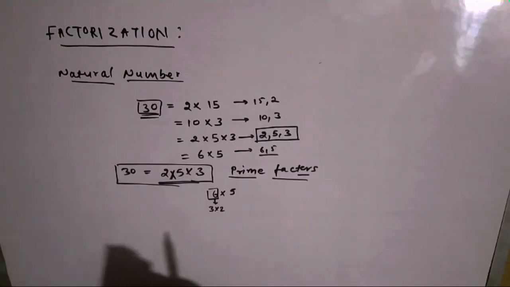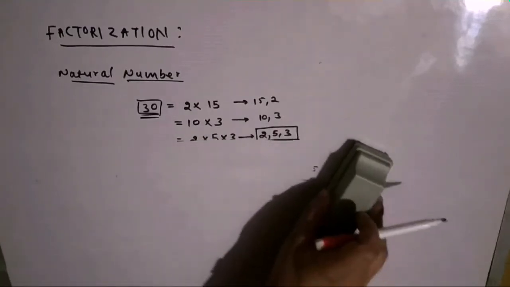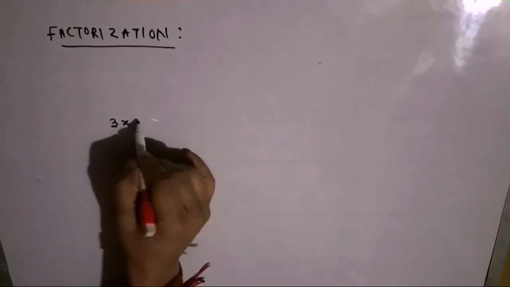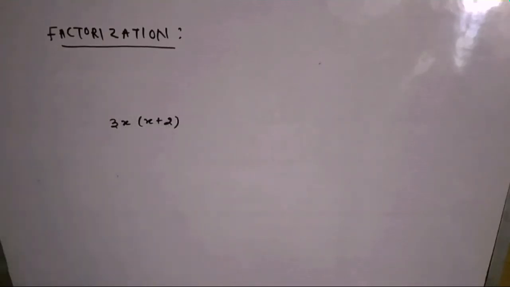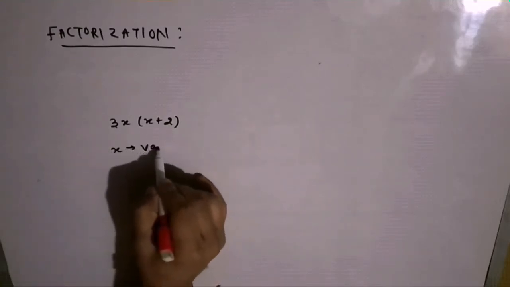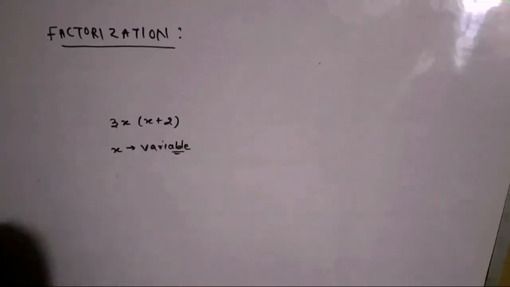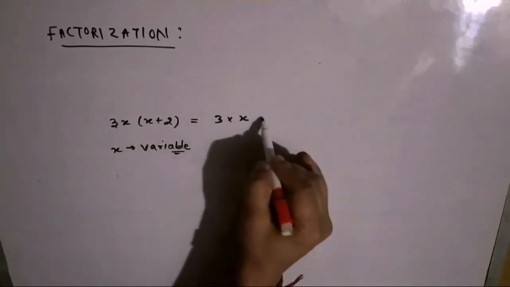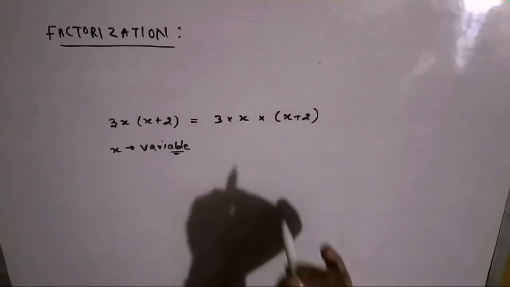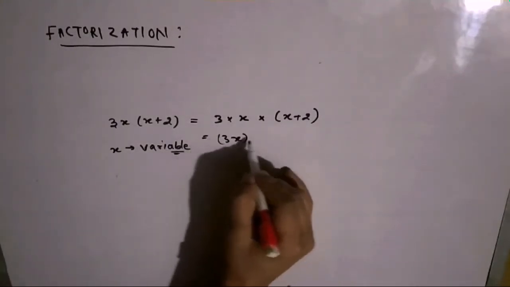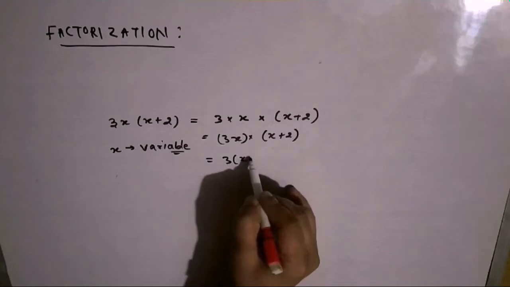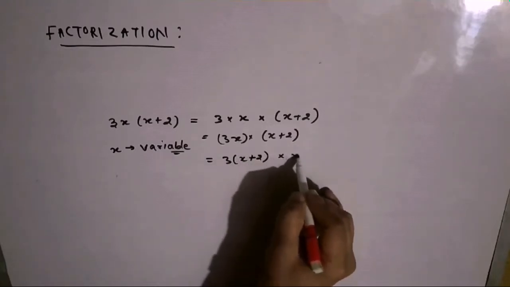Okay, so let us take an algebraic expression and try to understand how that can be factorized, or written as a product. Suppose I take the example of 3x into x plus 2. Here x is basically a variable. It is not a fixed number; it can be anything. So this can be written as 3 into x into x plus 2, or as 3x into x plus 2, or as 3 into x plus 2 and so on.